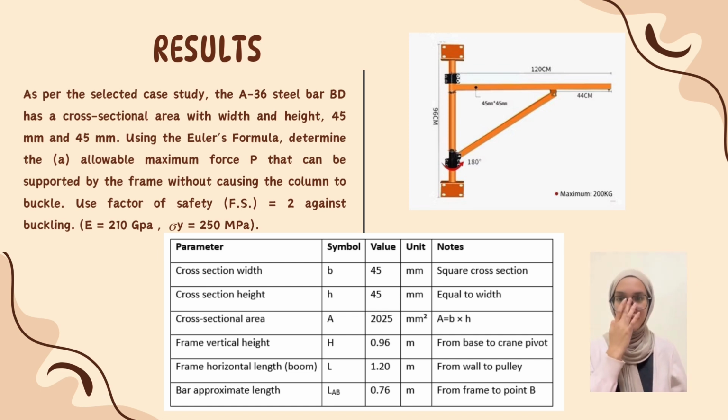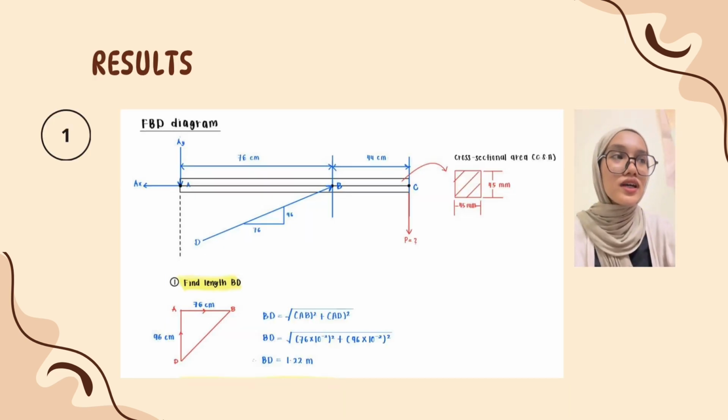0.76 meter. So, using Euler's formula, determine the allowable maximum force that can be supported by the frame without causing the column to buckle. Also given the factor of safety against buckling, also the E value 210 GPa and sigma y 250 MPa. So as we can see, the first step we do is the FBD diagram to list out all information given.